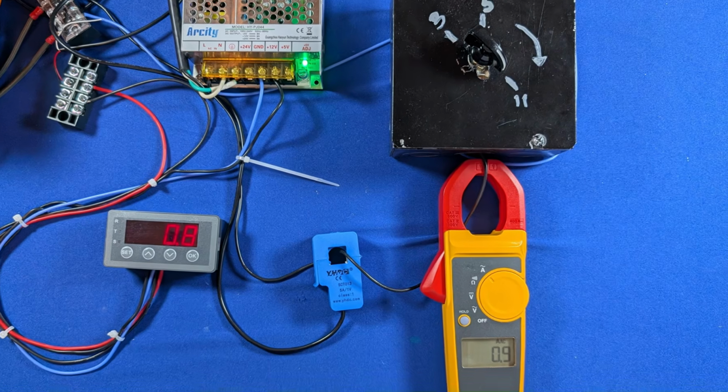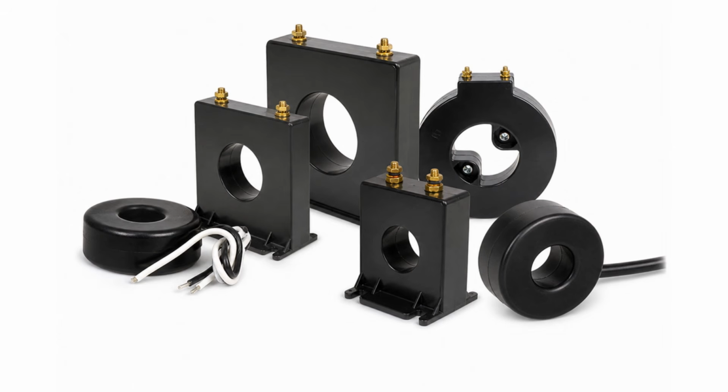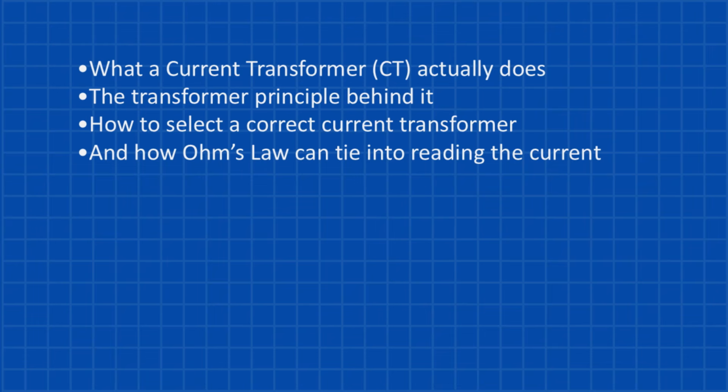Most people have seen current transformers, but do you actually understand how they work and the principle behind them? Current transformers come in a variety of sizes and shapes, but they all operate on the same fundamental principle. In this video, we're going to break down how a current transformer, CT, actually works, the principle behind it, and how to choose the right one for your system. We'll also tie in Ohm's law to show how current is measured accurately. And at the end, I'll show you a practical way to use a CT for early ground fault detection.